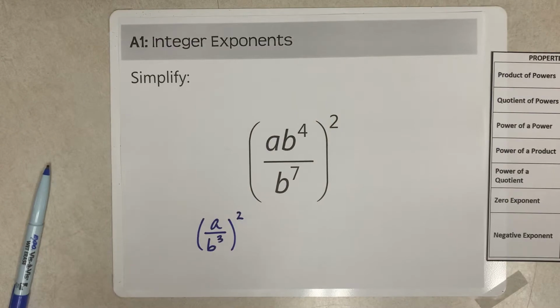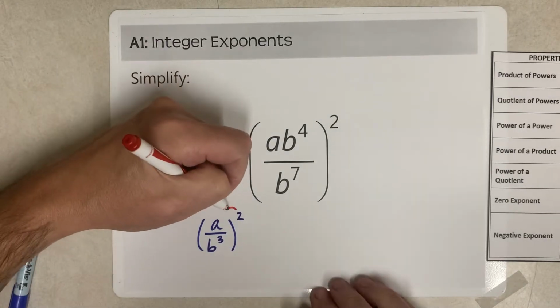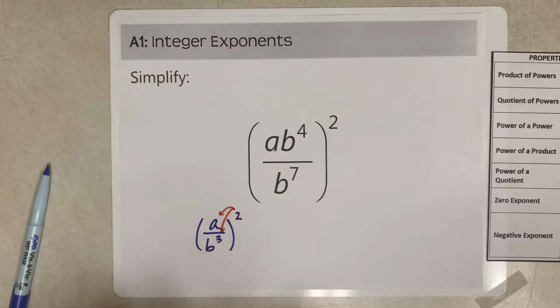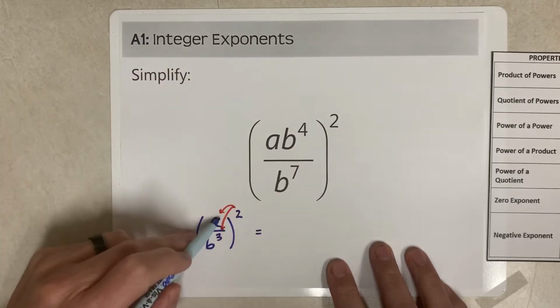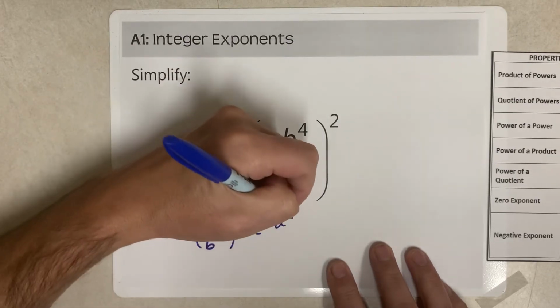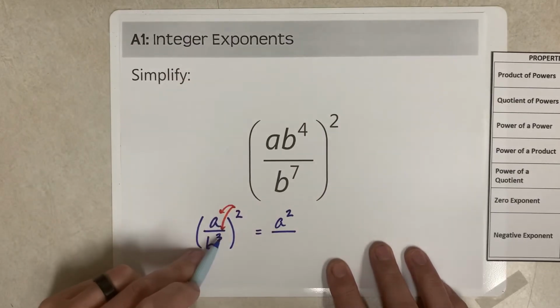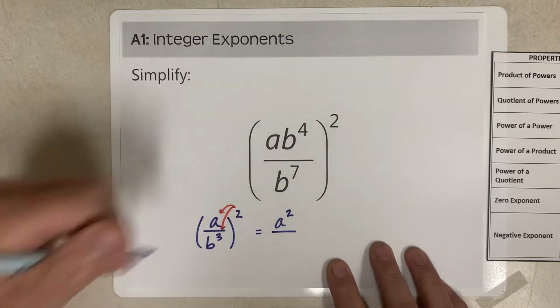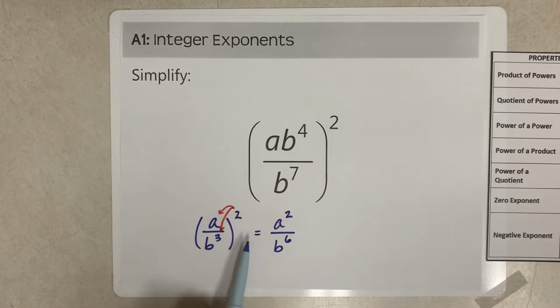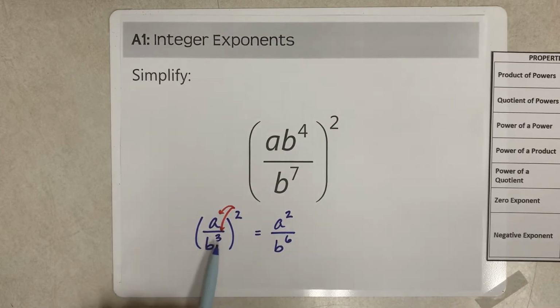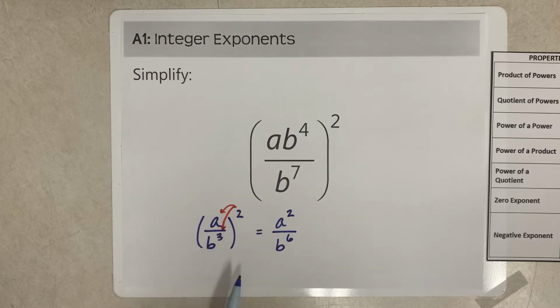So now I'm going to apply my power of a quotient property, and I'm going to distribute that 2 to both of those. So now a to the 1st power squared is a squared. B cubed to the 2nd power, 3 times 2 is 6. So a lot of students will confuse this property with the product of powers. When they're a power of a power, you multiply, and when they're side by side, you add. These are not side by side. This is a power of a power. So a squared over b to the 6th has to be my final answer.